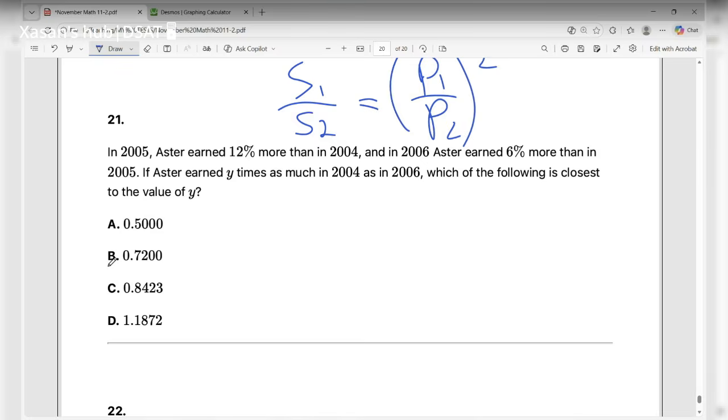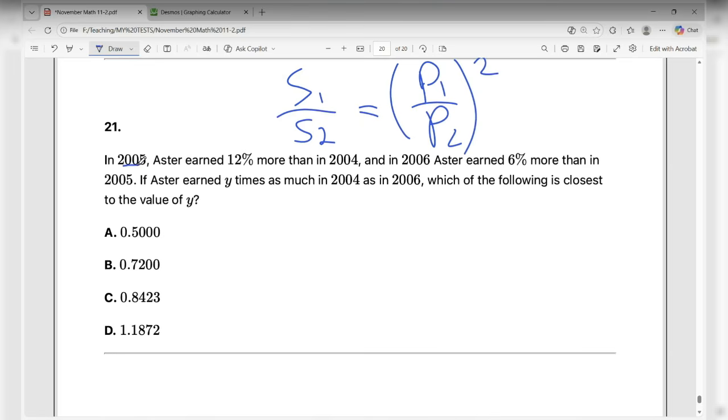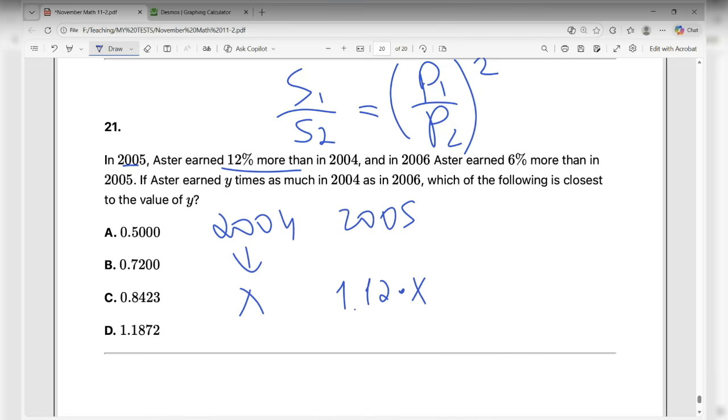And the question 21, this is also something you have to understand. In 2005, Aster earned 12% more than in 2004, and in 2006, Aster earned 6% more than in 2005. If Aster earned y times as much in 2004 as in 2006, which of the following is closest to the value of y? Okay, let's say in 2004, Aster earned x dollars, and in 2005, it is gonna be 12% more, which means 1.12 multiplied by x, right? You have to multiply by 1.12.